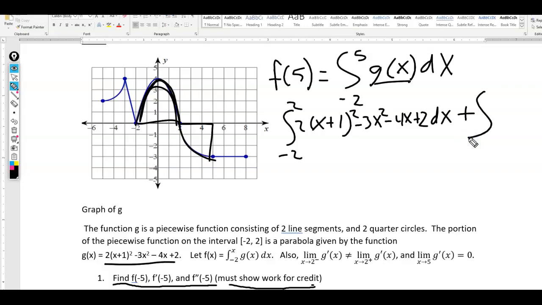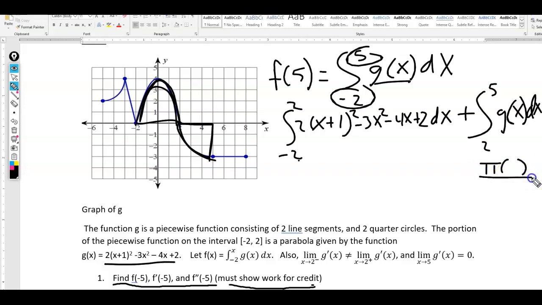And then, remember, we're going from -2 to 5. I've gone from -2 to 2 so far, so we need to pick up at 2 and finish off at 5. That much of our graph is this quarter circle, and we have an equation for a quarter circle. The area of a quarter circle is pi times the radius squared divided by 4. Now, the radius of this quarter circle is 3.